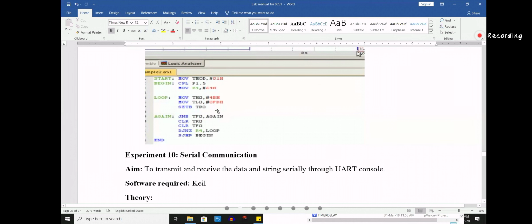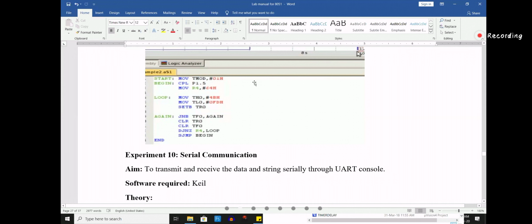How will it do that? By using this SETB TR0. And when it is full, I need to raise the overflow flag. That will be checked by JNB TF0. So JNB TF0, again, this will remain there until and unless it reaches FFFF.